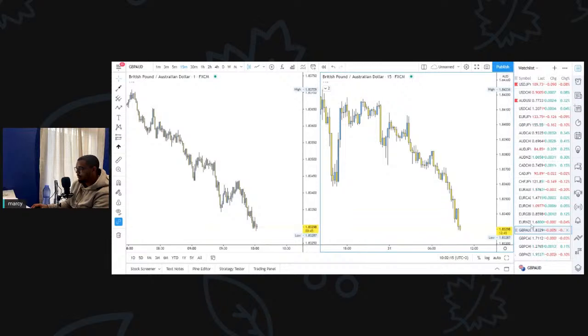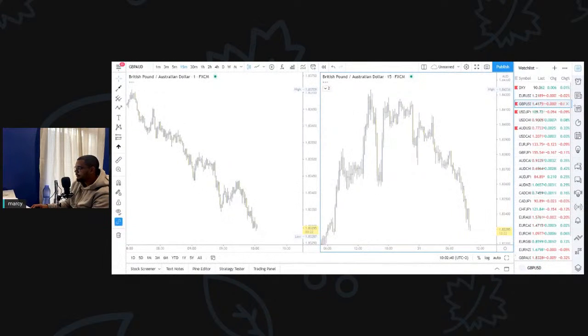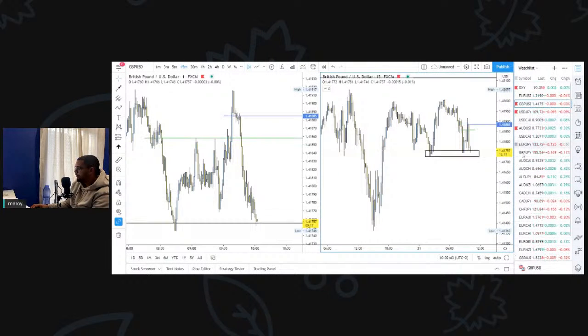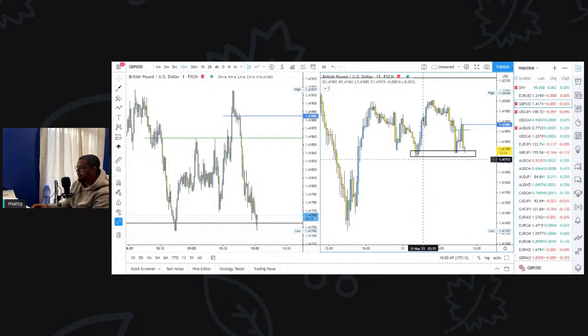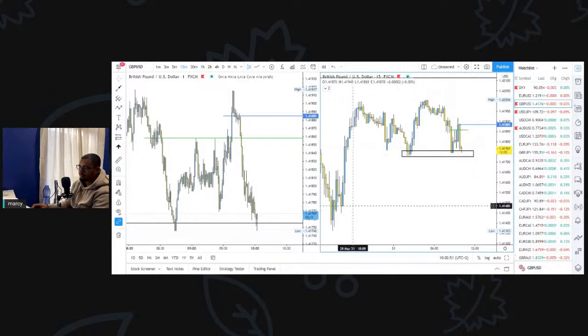Most GBP pairs are actually looking quite weak this morning. For some reason, that was because I was looking at the charts yesterday and saying last week was really bad for the pound. So if we do get a strong break below this, and then we get a candle wick rejection, there is a possibility where I'll take it into here or even into here.